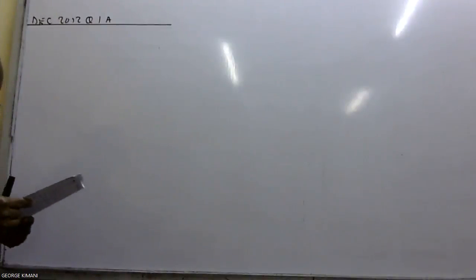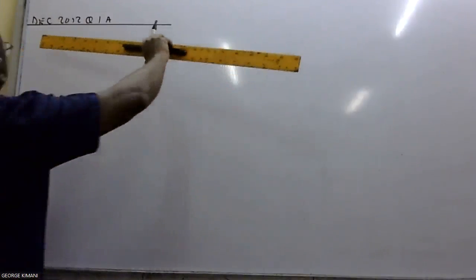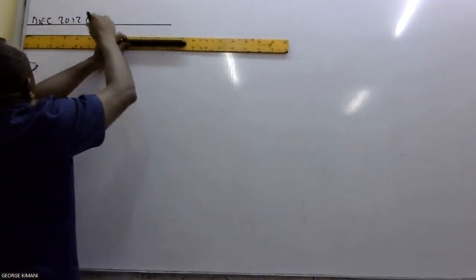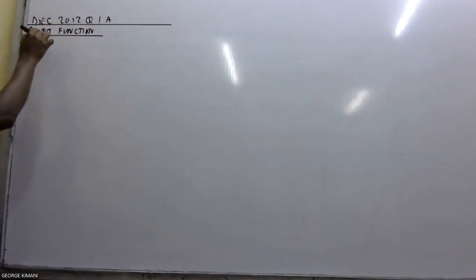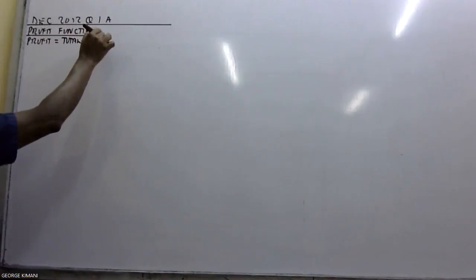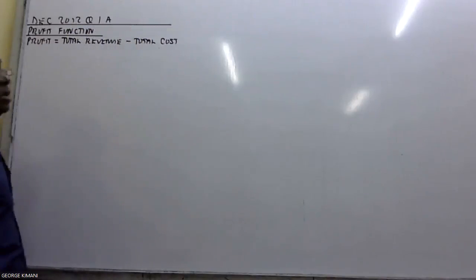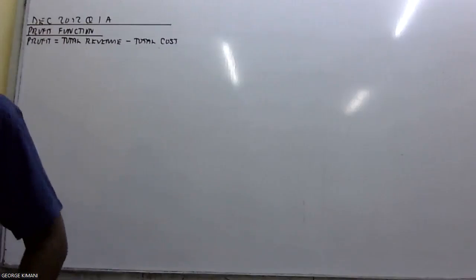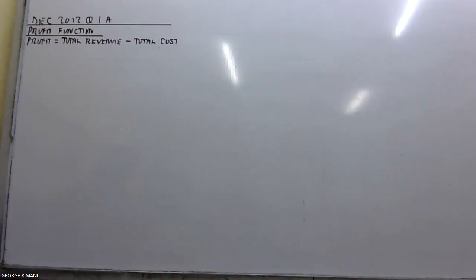The question is asking us to get the maximum profit. When you're asked to get the maximum profit, the very first thing that you need to do is to get something we call the profit function. Now, in getting this, you will need to remind yourself that profit is given as total revenue minus total cost.